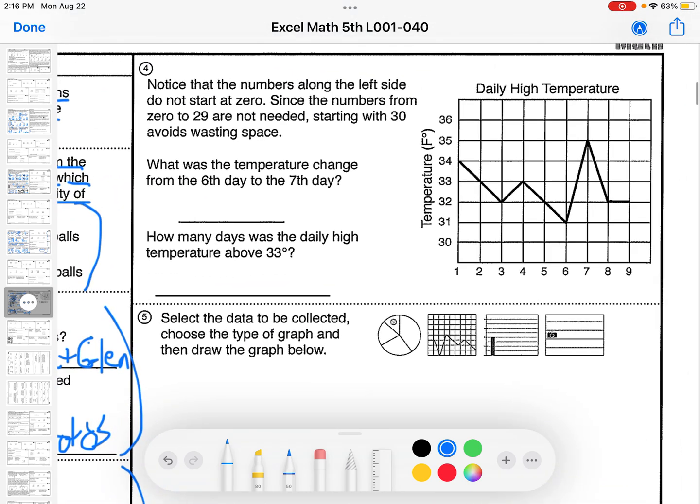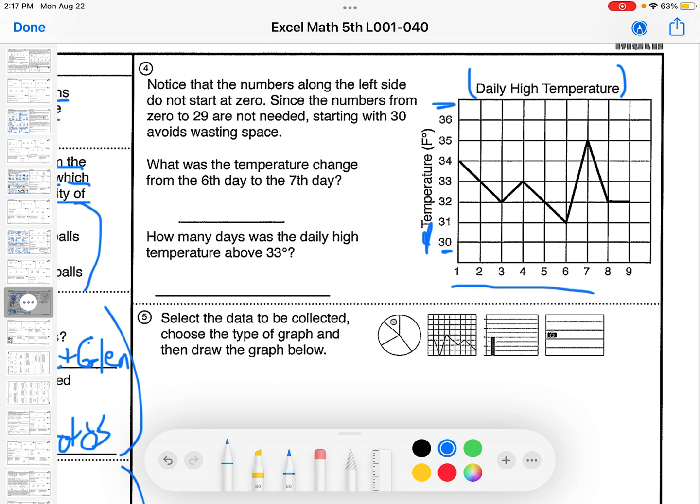Our last graph here today, number 4, is a line graph. Now this can get a little tricky. Before you start solving these problems, first let's look. Daily high temperature. And this over here says temperatures. The lowest temperature on this line graph is 30, and it goes up to 36. As you can see, none of the temperatures were 36 or 30, but the temperatures are all going to be between those numbers.